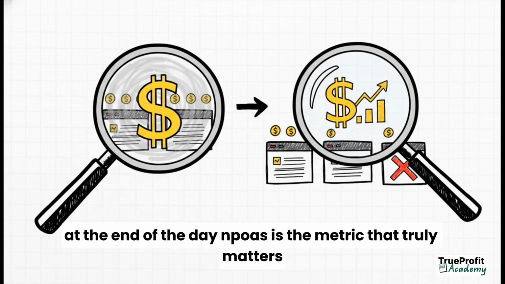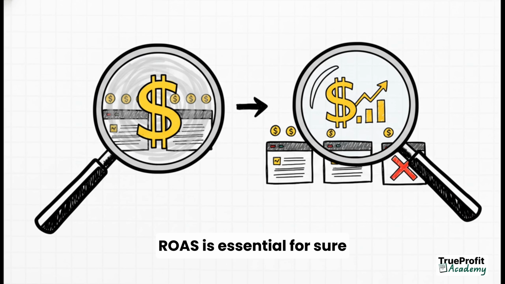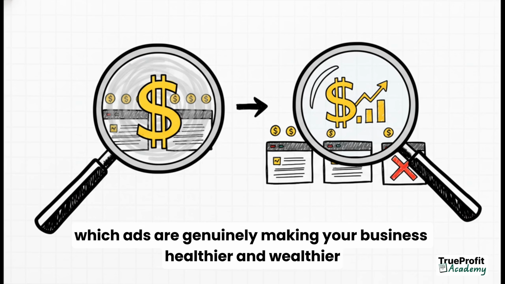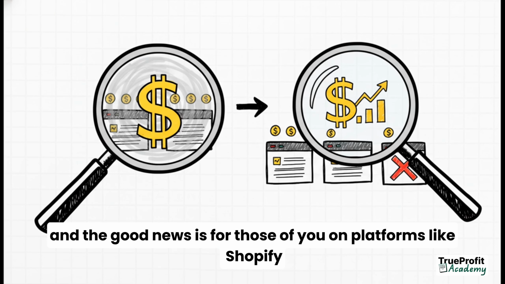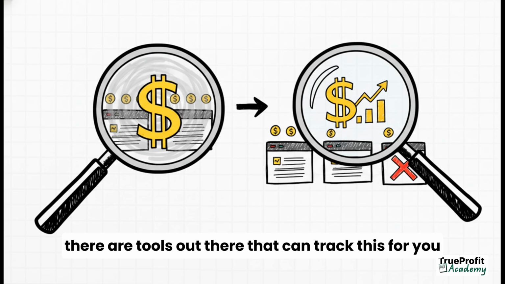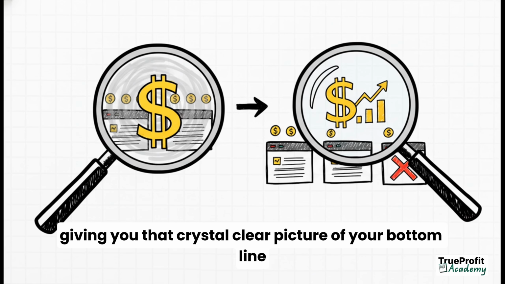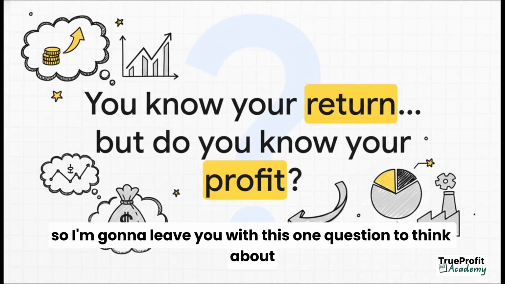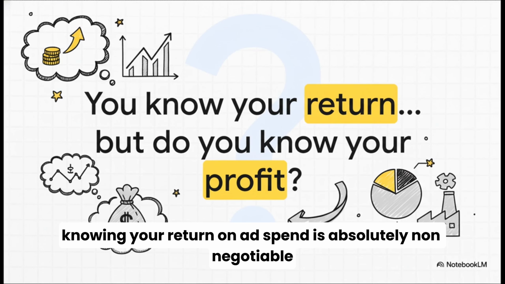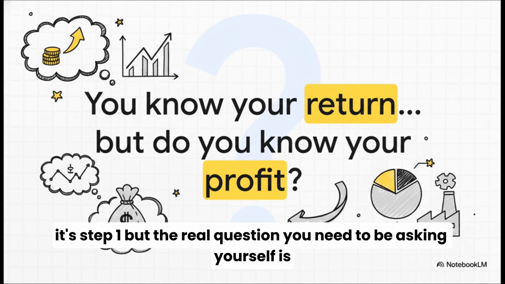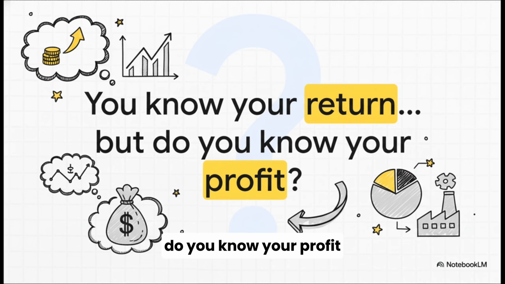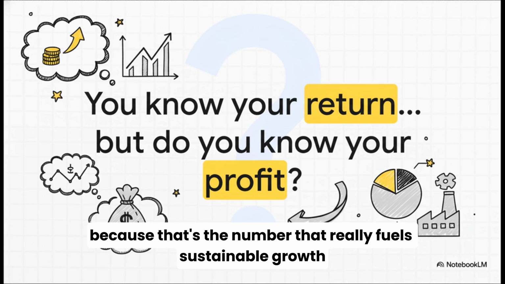At the end of the day, NPOAS is the metric that truly matters. ROAS is essential, for sure, but NPOAS is the one that tells you which ads are genuinely making your business healthier and wealthier. And the good news is, for those of you on platforms like Shopify, there are tools out there that can track this for you, giving you that crystal clear picture of your bottom line. So I'm going to leave you with this one question to think about. Knowing your return on ad spend is absolutely non-negotiable. It's step one. But the real question you need to be asking yourself is, do you know your profit? Because that's the number that really fuels sustainable growth.